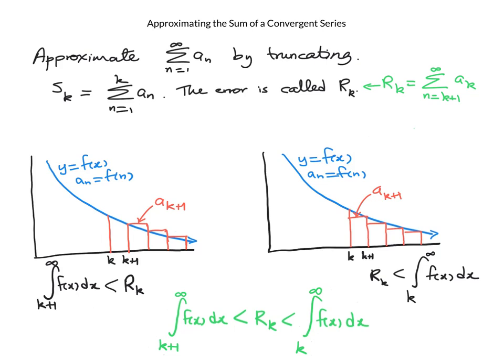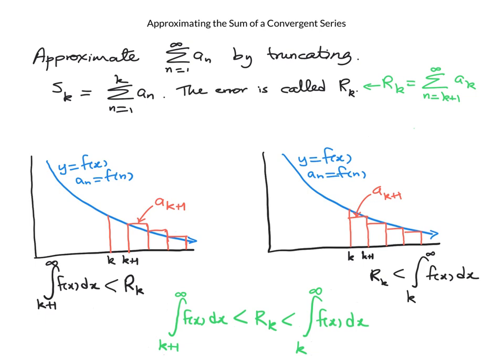In this lesson, we're going to talk about approximating the sum of a convergent series. And the basic way to do that is to just stop after a while. So instead of going to infinity, you just stop after a certain number of terms. And because the series converges, you figured that you're getting pretty close to the correct answer.